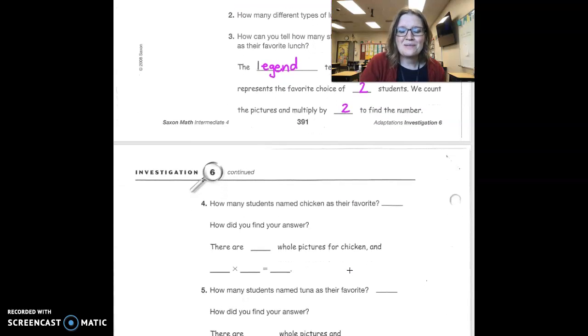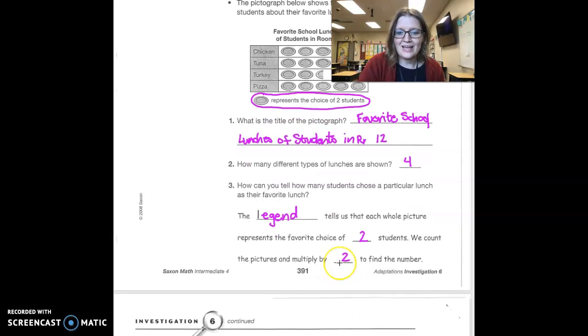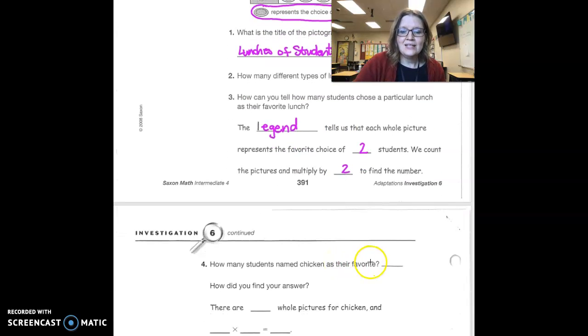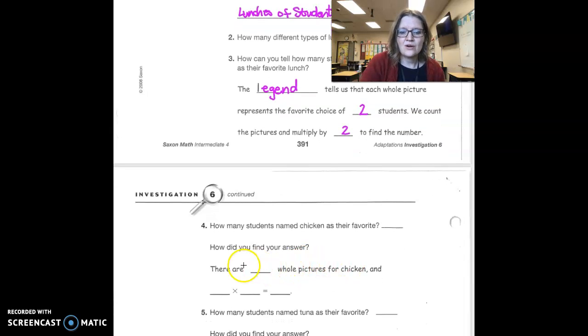How many students named chicken as their favorite? I look back. I have 3 plates, and we say that there are 3 whole pictures of chicken, and we know that each plate represents 2 students, so 3 times 2 is 6. So 6 students chose chicken as their favorite.